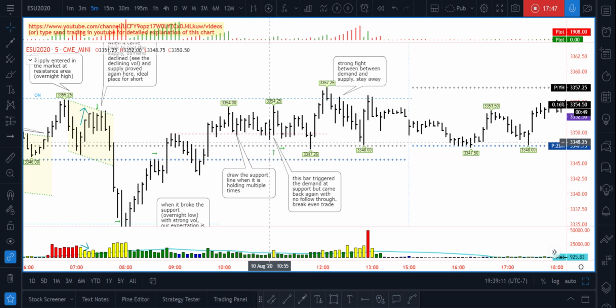So this bar with a popping volume happened. It went underneath all these bars and then closed above. I took a long. Then I put my stop loss underneath yesterday's high, and my target was just the blue line.